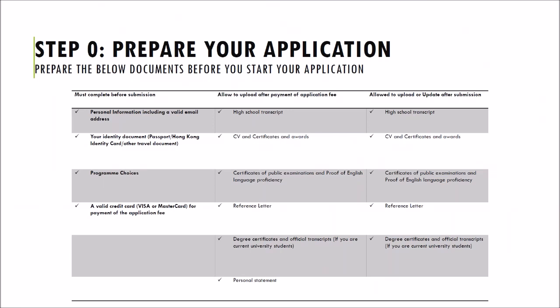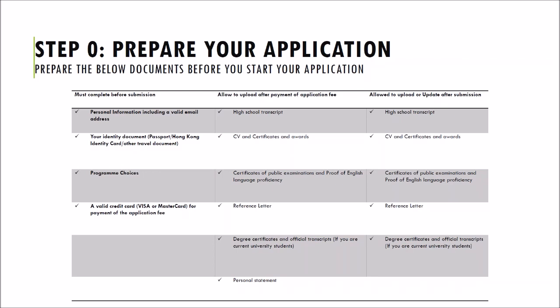So before you start your applications, we recommend that you do the following things. First of all, you need to have a valid email address because that is where we will be communicating most of the information with you. And if the email expires during this application period or in the next couple of months, then we may not be able to communicate with you properly.